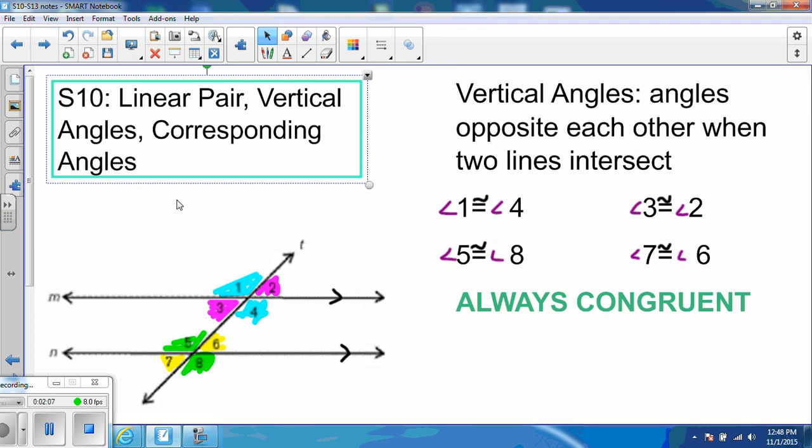Vertical angles should also be a review. Angles that are opposite of each other when two lines are intersecting. So 1 and 4. Those are vertical angles. Those are across from each other. Vertical angles, remember, are always congruent. 2 and 3. 5 and 8. And 7 and 6. All of those are examples of vertical angles on this picture.